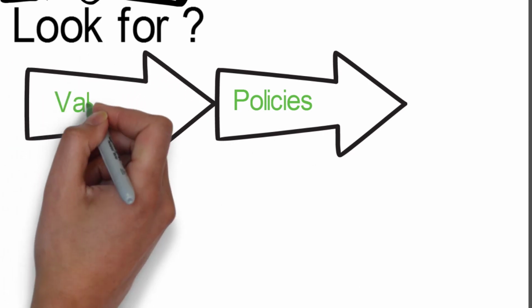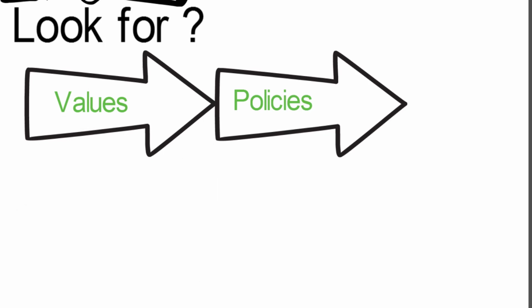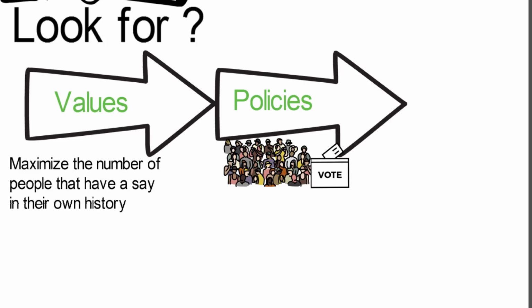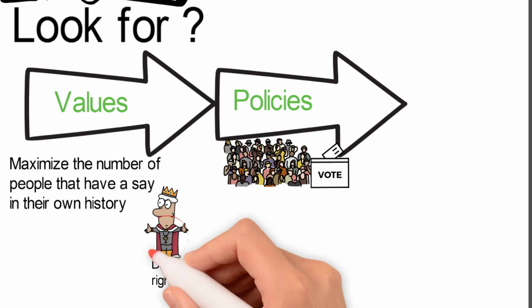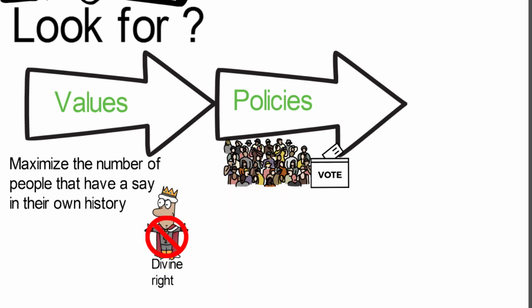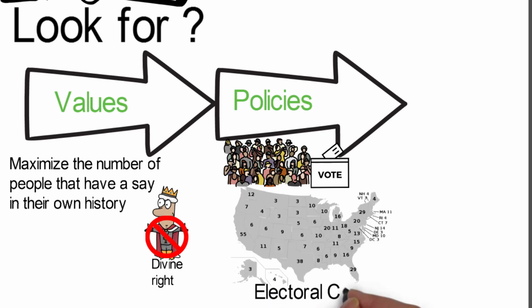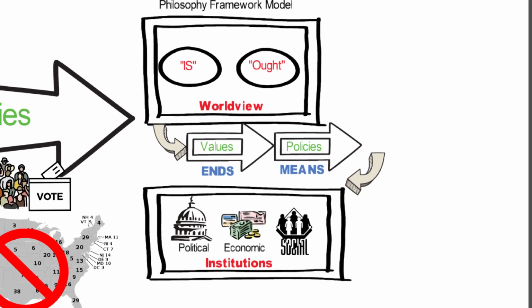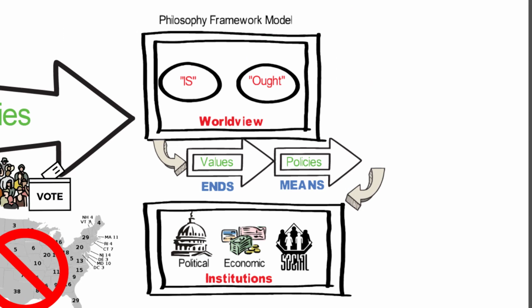The idea behind policies is that they are basically tied back to values, or should be. So the policy of democracy, of one vote for every person, is tied back to the idea that we want to maximize the number of people that have a say in their own history. That's why divine right had to fall. Now, the other thing is that we have to look at policies and see if they do that. If you look at the Electoral College in the USA, it really doesn't maximize the numbers. So it's a bad policy and should actually be gotten rid of.